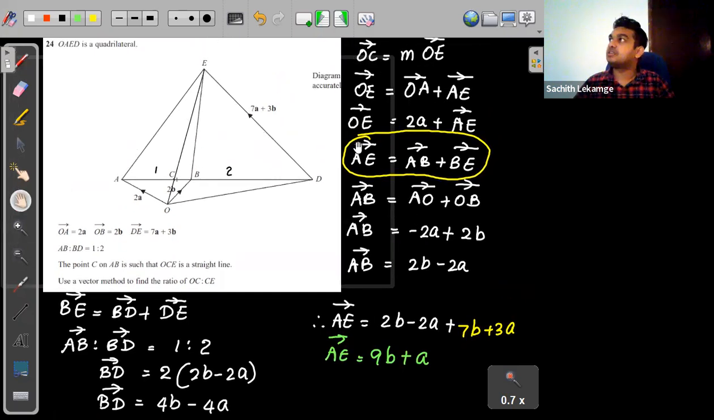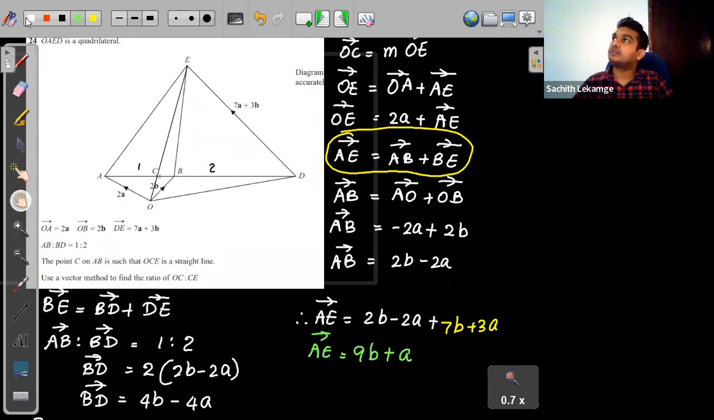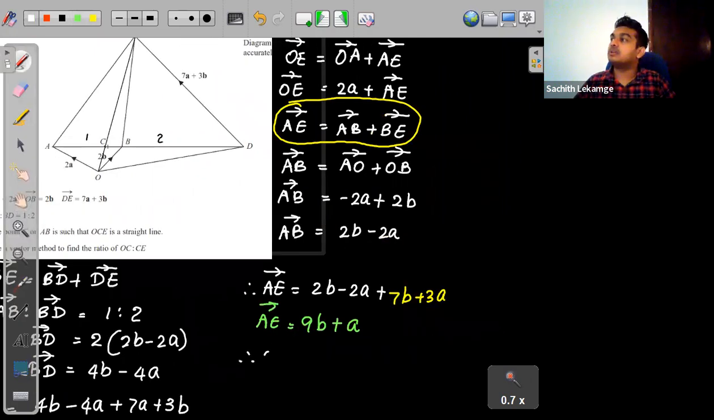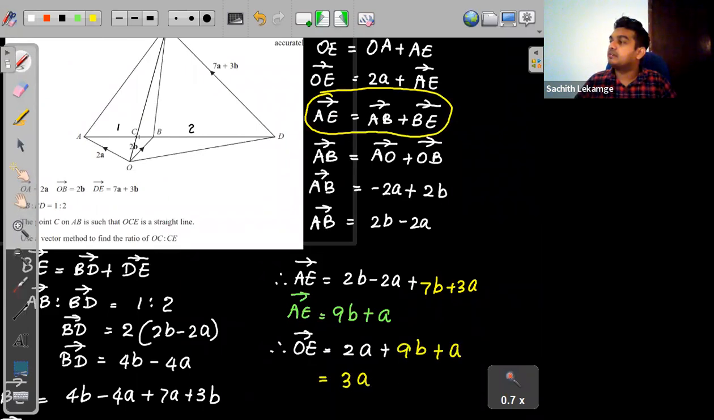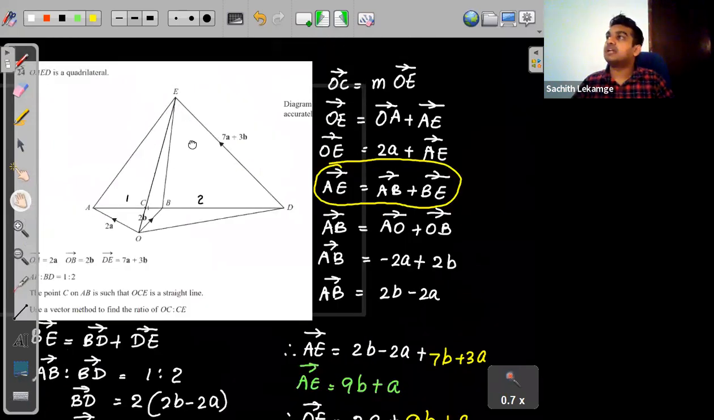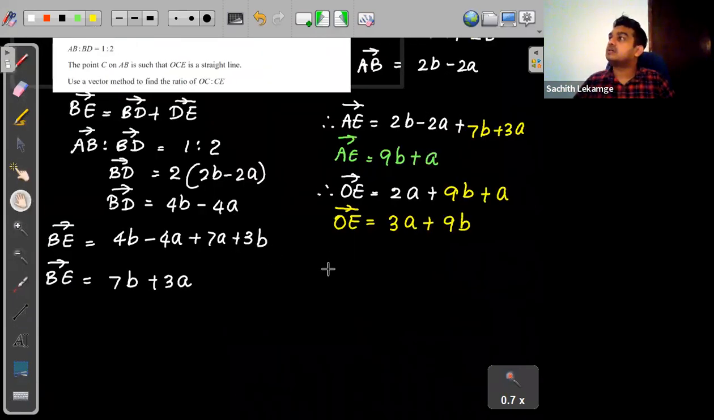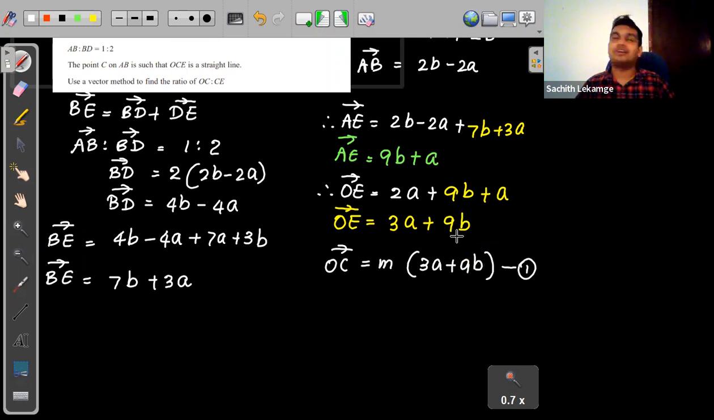Now, finally, I'm substituting this value into the final equation for OE. Therefore OE equals OA, which is 2a, plus AE, which is a plus 9b. Finally, we are getting 3a plus 9b, which is OE. Still, we are not done. Finally, I'm writing m times OE as OC. OC equals m times (3a plus 9b). Equation 1 done.